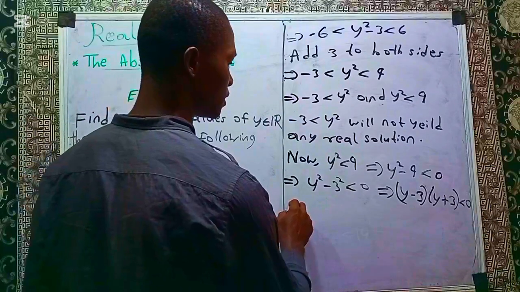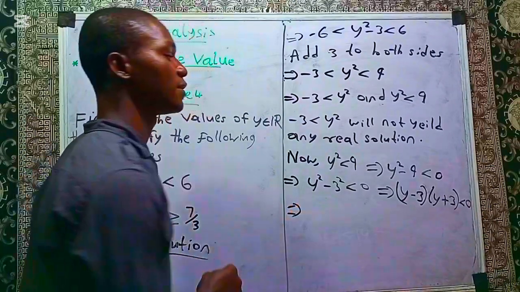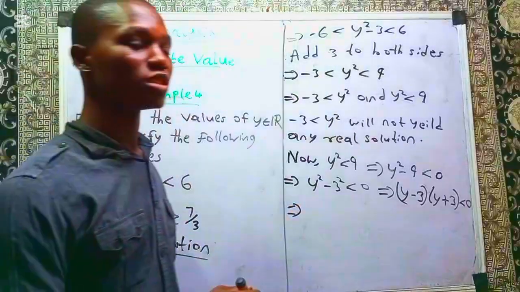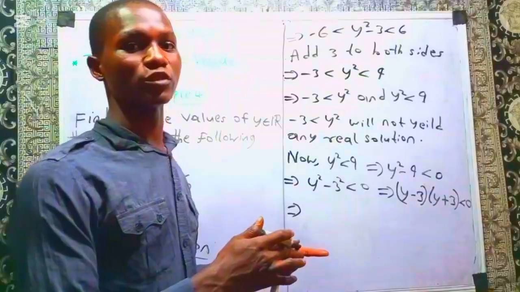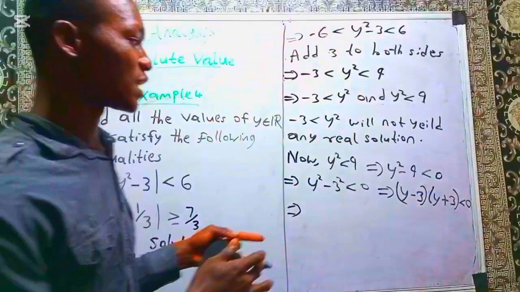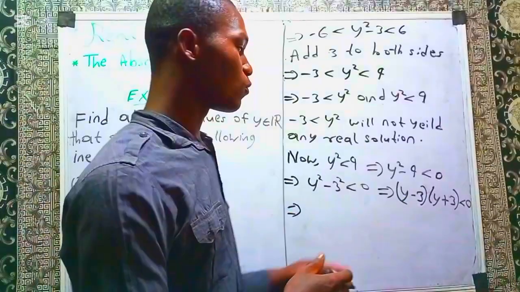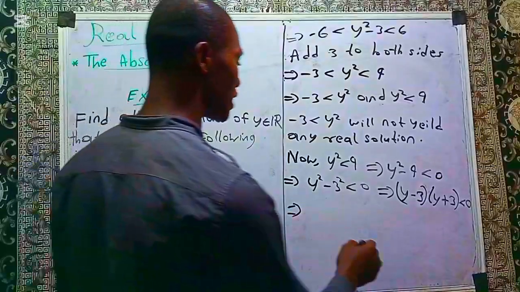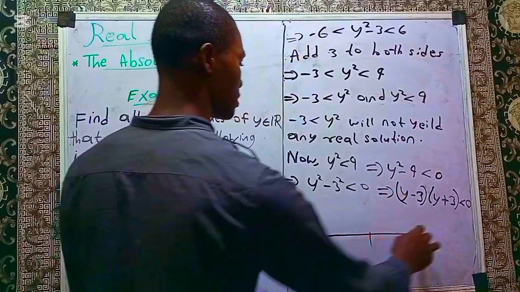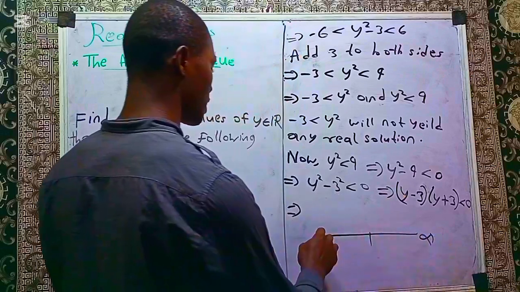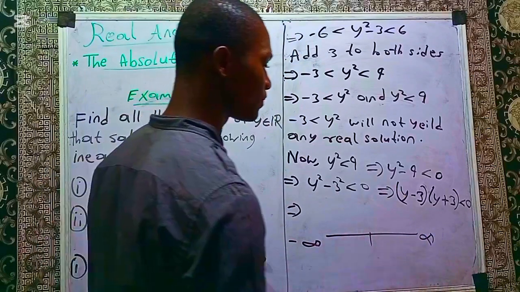So this simply implies, so the next thing we are going to do is to get the possible range of values of x that will satisfy this very inequality. So you can draw your real line. Here is positive infinity. Here is negative infinity.